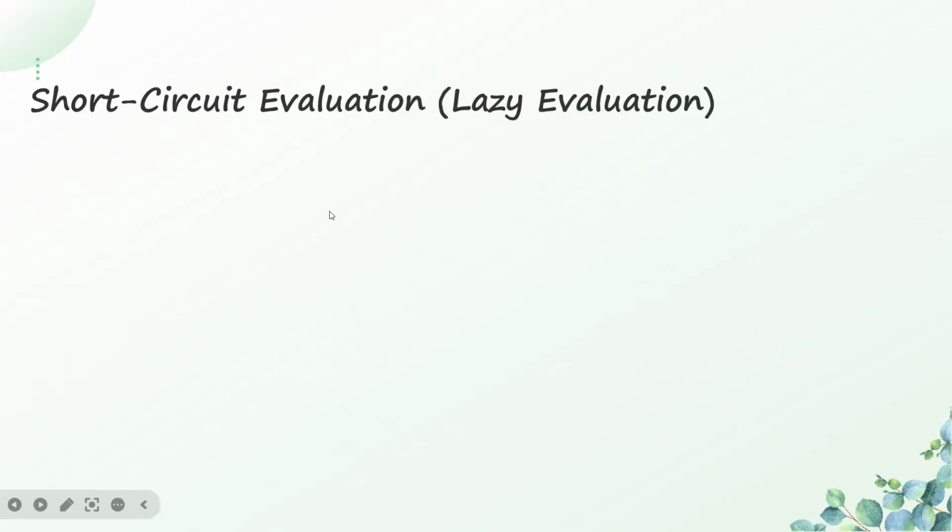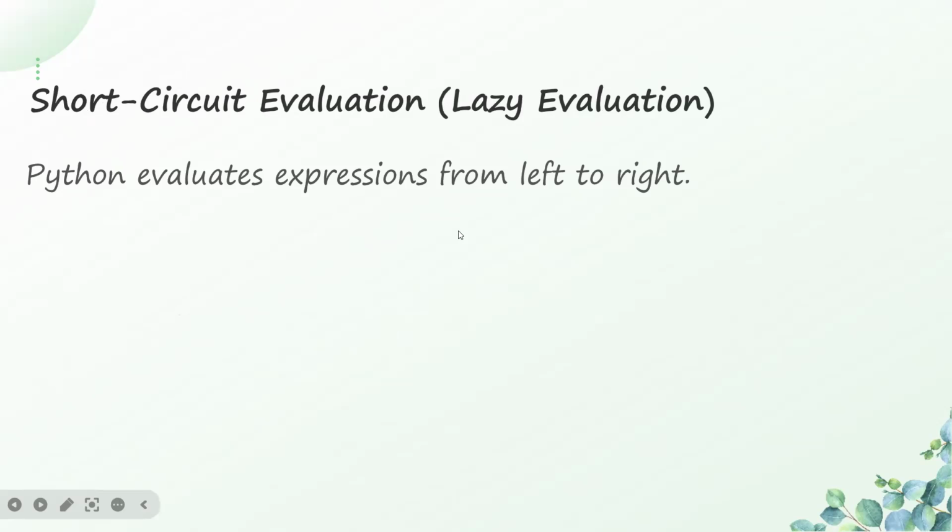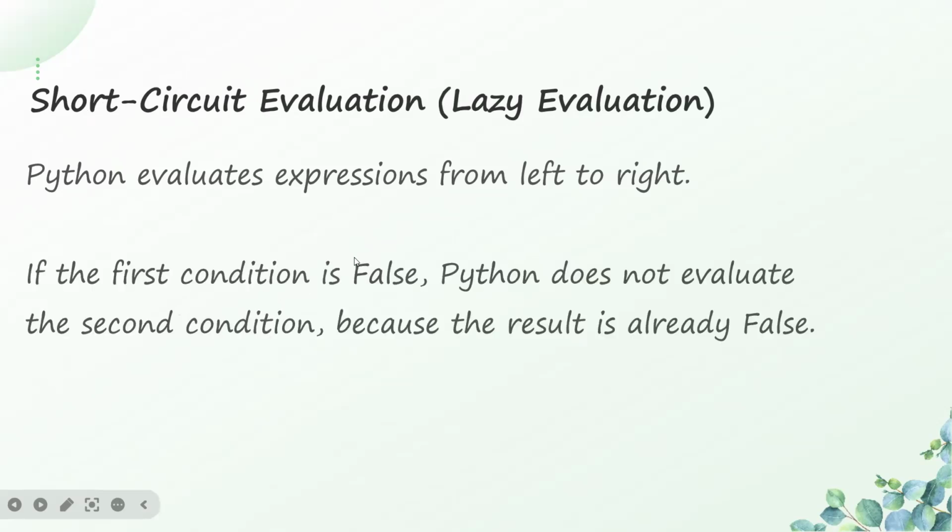Now, there's something we call short circuit evaluation. Python evaluates expressions from left to right. So when you're working with the AND operator, if the first condition is false, Python does not evaluate the second condition because the result is already false. Remember, for the AND operator to return true, both conditions must be true. So there is no need. Once the first condition is false, Python doesn't go on to check the second condition because it already knows the result is going to be false. This is what we call short circuit evaluation.